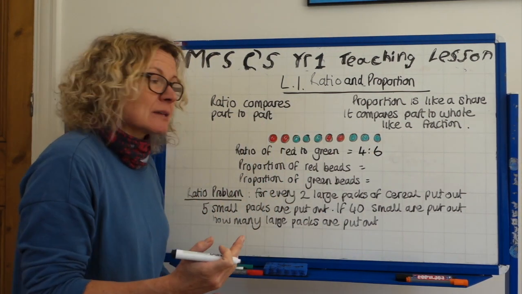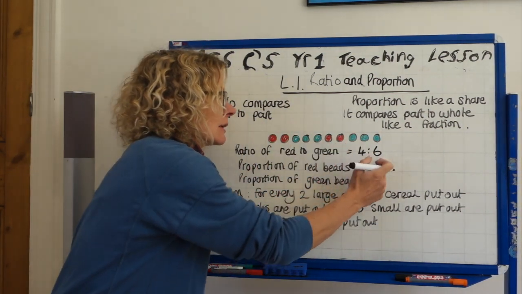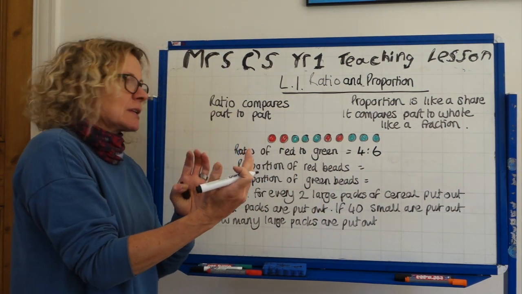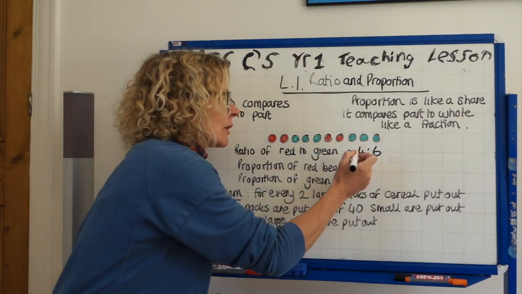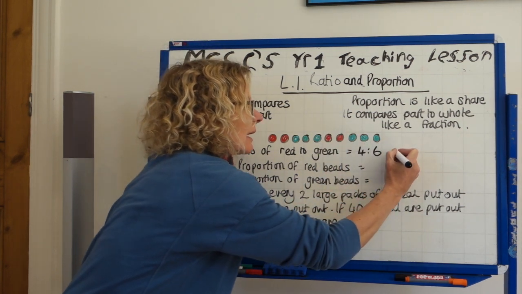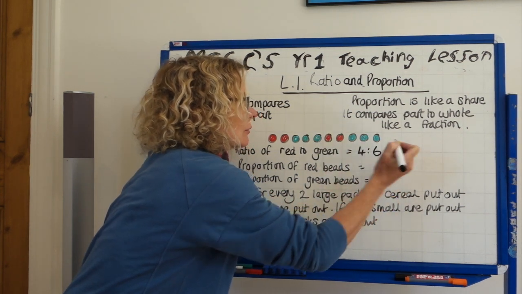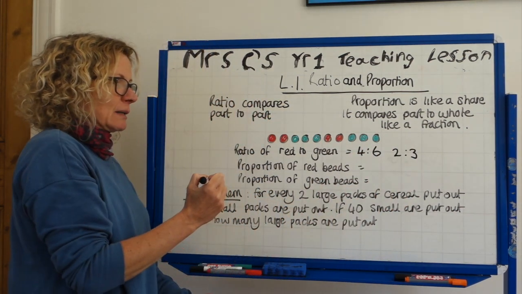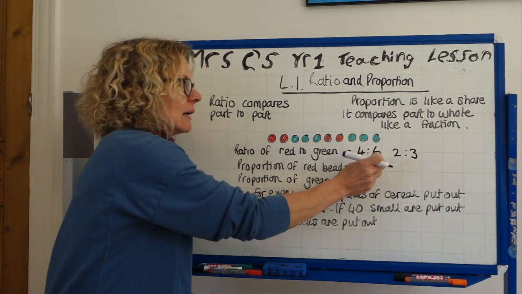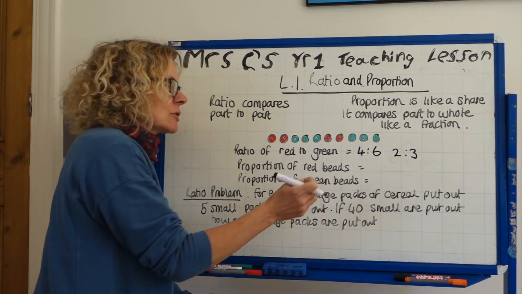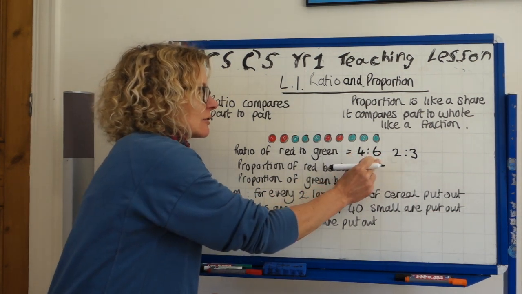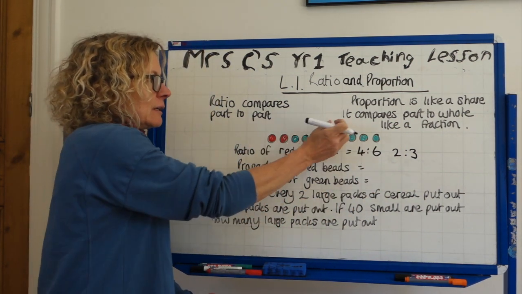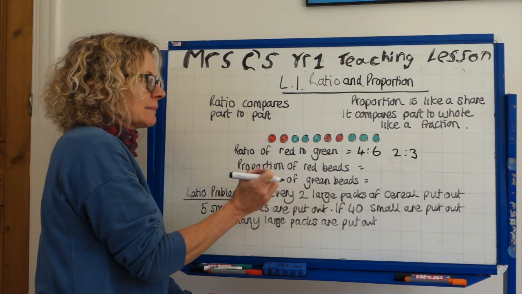That, of course, can be simplified to make it a little bit easier to understand. You can divide both of those by 2 and you get for every 2 red beads, there are 3 green beads, okay? So it's like simplifying a fraction. You just do the same to that side as you do to that, divide it by 2. So for every 2 red, there are 3 green. 2 red, 3 green, okay?